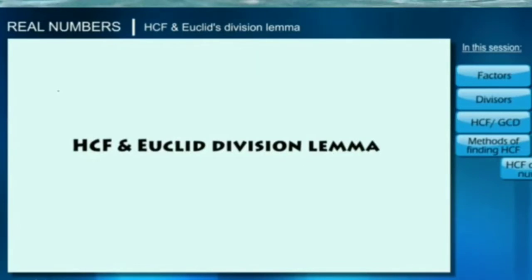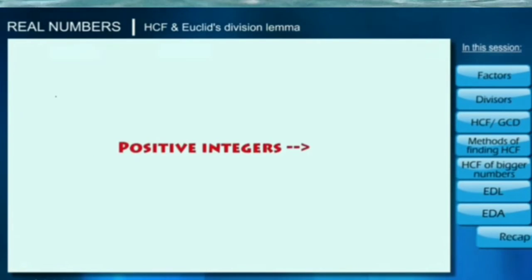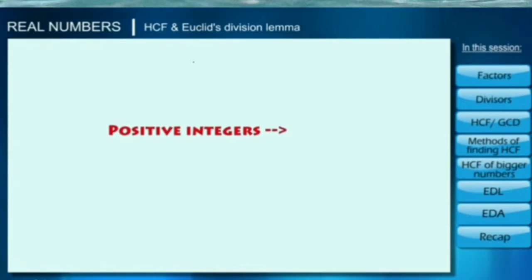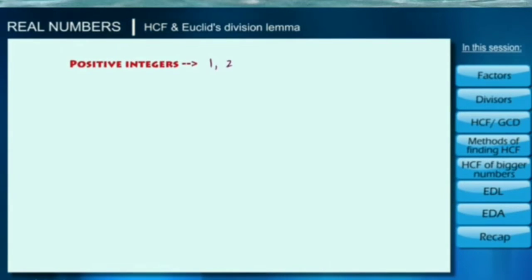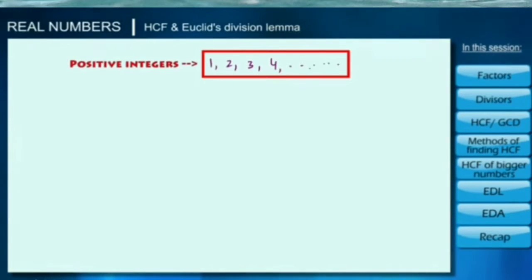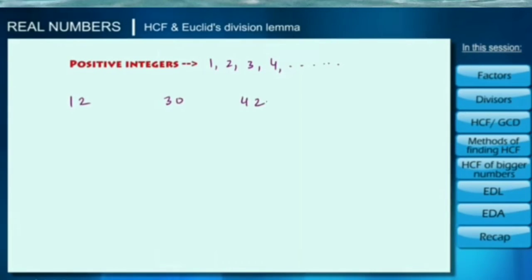In this, we will discuss HCF and Euclid's division lemma. We already discussed what positive integers are, that is 1, 2, 3, 4 and so on. Now let us see what it means that these positive integers have some relation with each other. For that, let us take some examples.